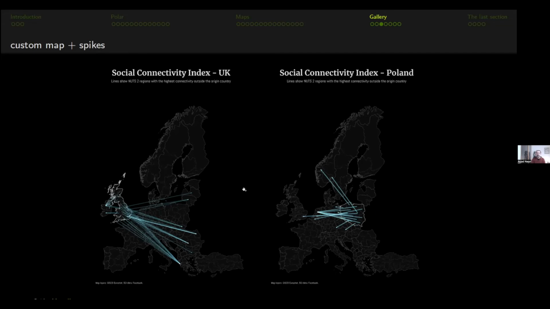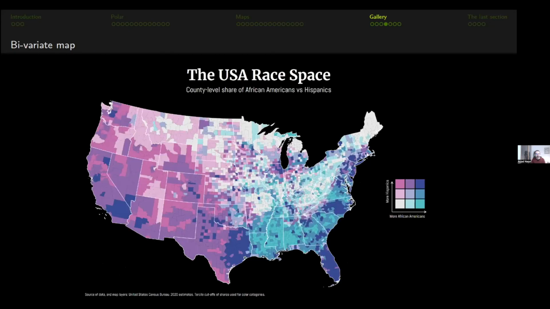But here the idea was to combine the SPMap with other elements. So this is maps plus spikes. It again allows for very interesting visualizations if you have this bilateral flows sort of data. And this stuff I'm still exploring a bit more in how to make it visually more interesting. So you might see something more on this in the coming months.